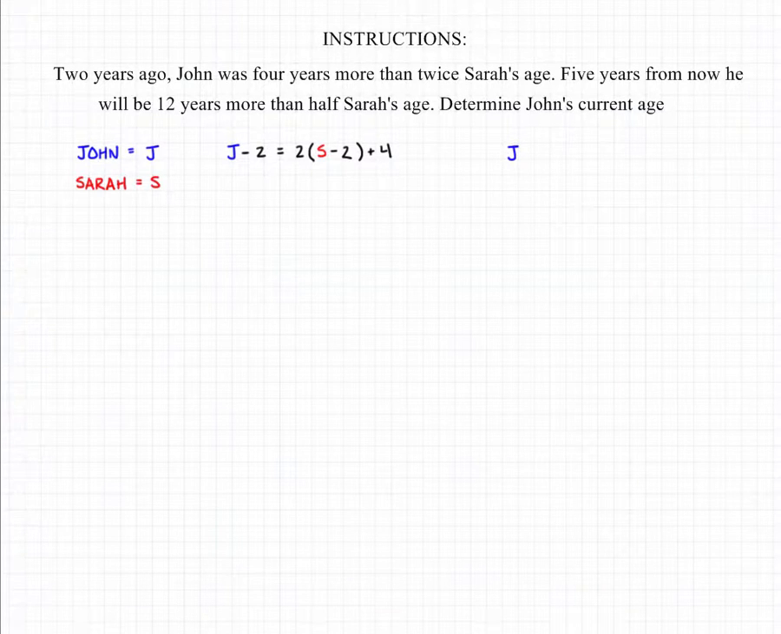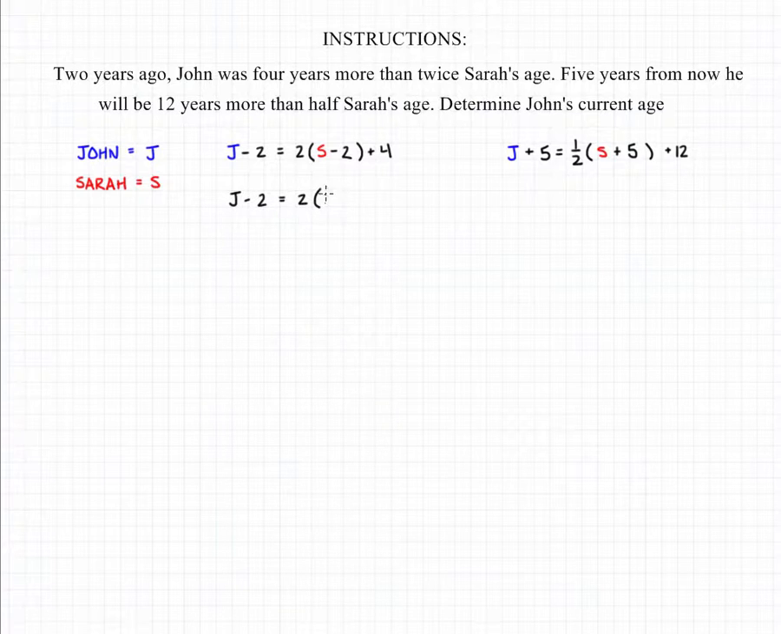We also know that 5 years from now, so John's age plus 5, is going to equal half of Sarah's age plus 5 plus 12, or J plus 5 equals 1/2 S plus 5 plus 12. From here, we can go about simplifying these equations.